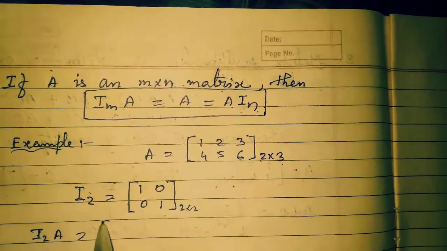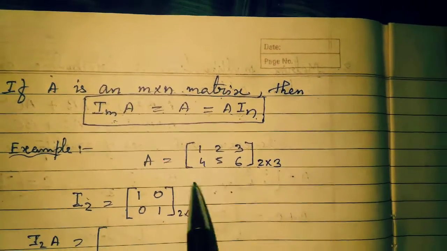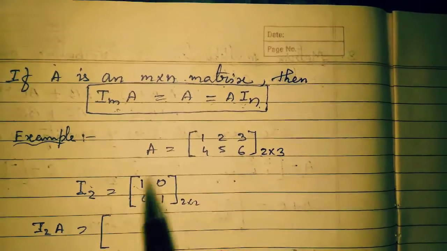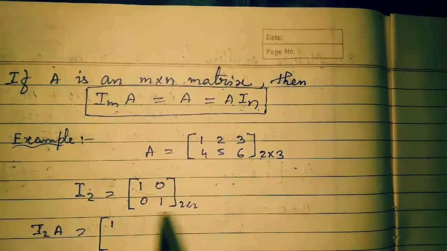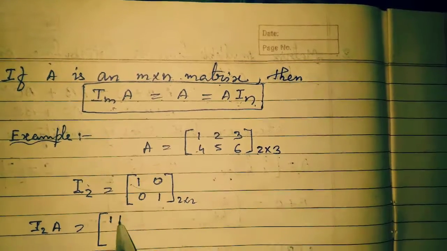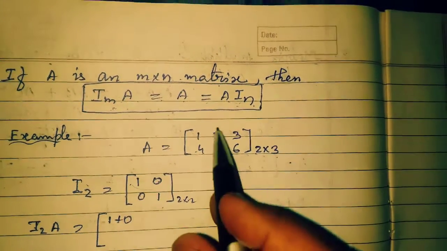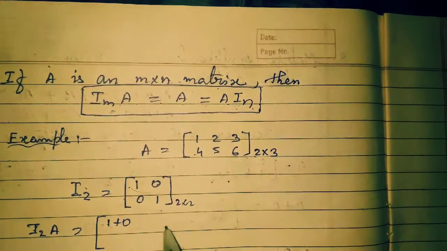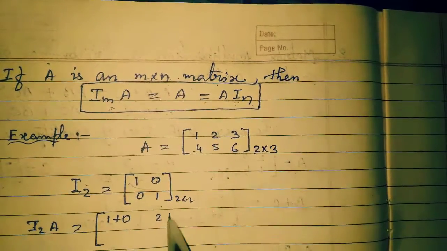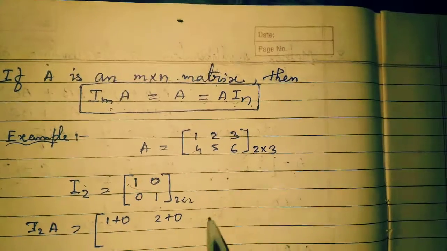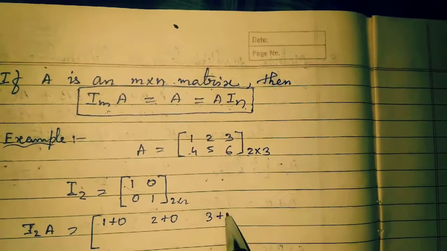we'll get what? We know I2 with A means first row you multiply with the first column. So we'll get 1 into 1 is 1, and 0 into 4 is 0. Similarly, first row with the second column: 1 into 2 is 2, and 0 into 5 is 0. Similarly, first row with the third column: 1 into 3 is 3, and 0 into 6 is 0.